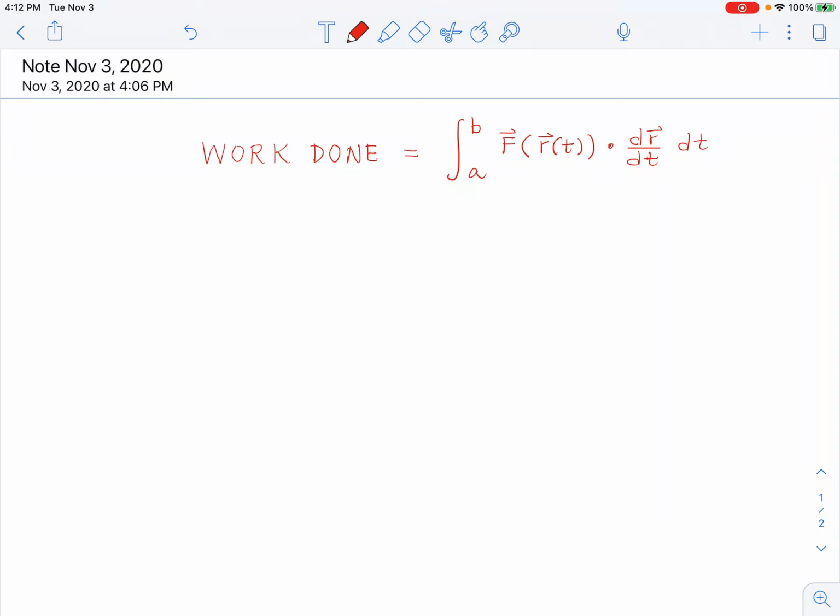I'm recording this video to elaborate further the definition of a work done integral that I introduced in class today. As you recall, the work done over a curve is defined as an integral from A to B of the dot product between the force vector and the velocity vector.